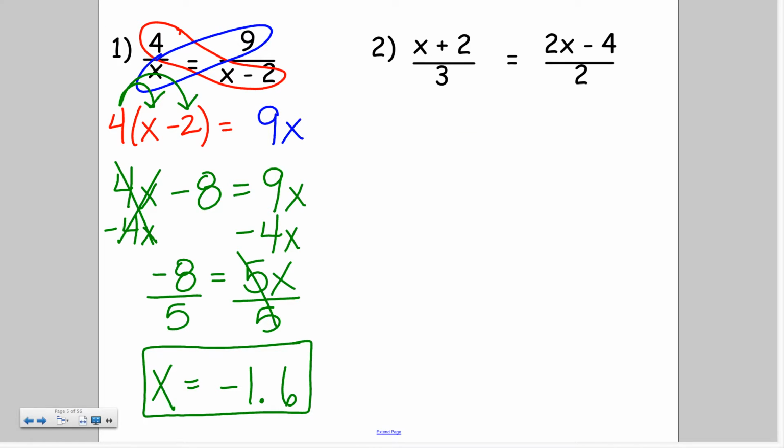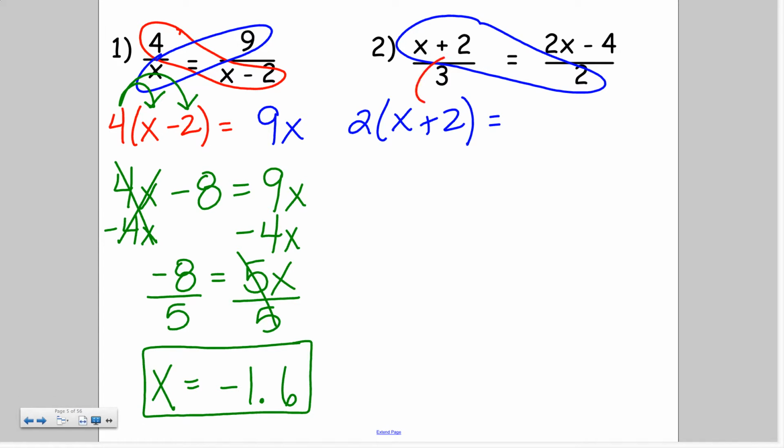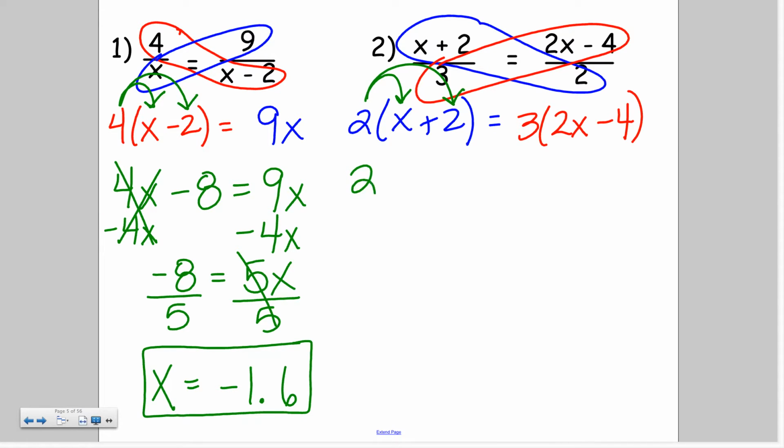Alright, number 2. Number 2 gets a little bit bigger because I've got two binomials. So there's the first one. There's the second one. So I'm going to have to remember to distribute twice. That's going to be 2x plus 4. And distribute again over here. So 3 times 2x is 6x minus 12.